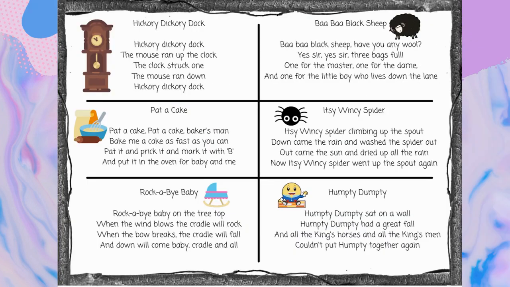First, you need to choose a nursery rhyme from the list. Hickory Dickory Dock, Baa Baa Black Sheep, Pat-a-Cake, Itsy Bitsy Spider, Rock-a-bye Baby, or Humpty Dumpty.